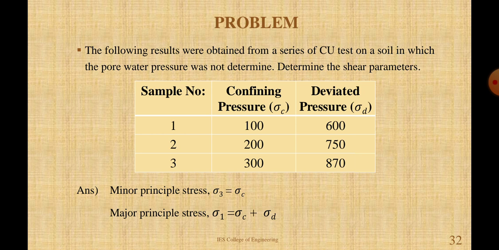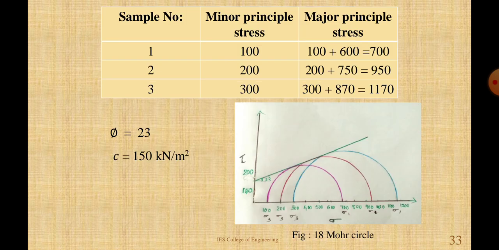We know the minor principal stress sigma 3 is equal to sigma c, and the major principal stress sigma 1 is equal to sigma c plus sigma d. Therefore, the major principal stress for sample 1 is equal to 100 plus 600, which is 700, for sample 2 is 200 plus 750, which is 950, and for sample 3 is 300 plus 870, which is 1170.